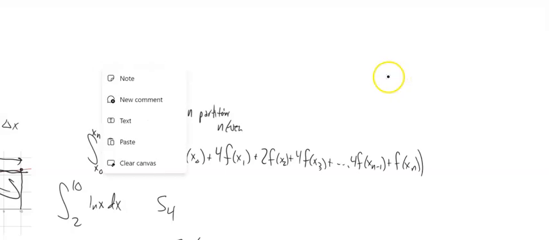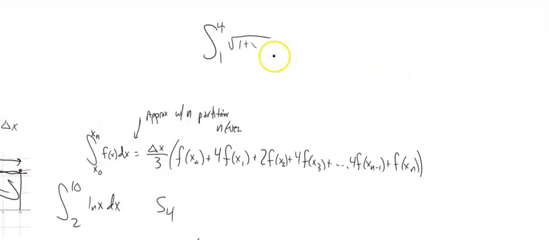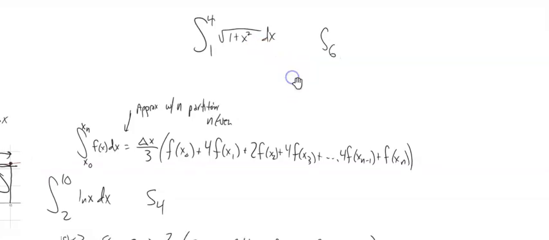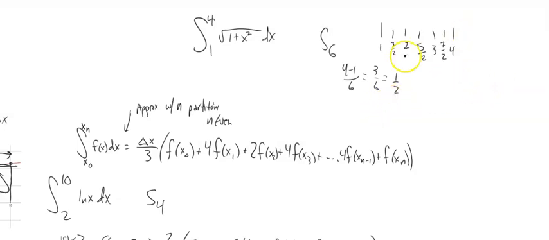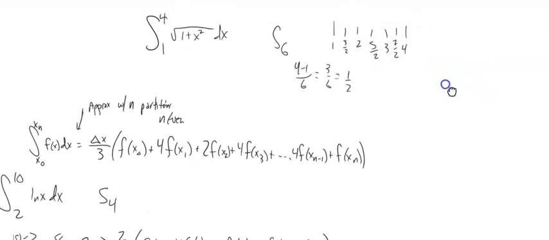So let's get an approximation for this. And this is an S. So let's do 6 partitions. We're going from 1 to 4, breaking it up into 6 partitions. So 4 minus 1 is 3, over 6, that's 1/2. Okay, so if this is 1, that's 2/2. The next would be 3/2, then 4/2, which is 2, and 5/2, then 6/2, which is 3, then 7/2, and then 4. 1, 2, 3, 4, 5, 6. Yeah, 6 partitions. Perfect. So those are my pieces.